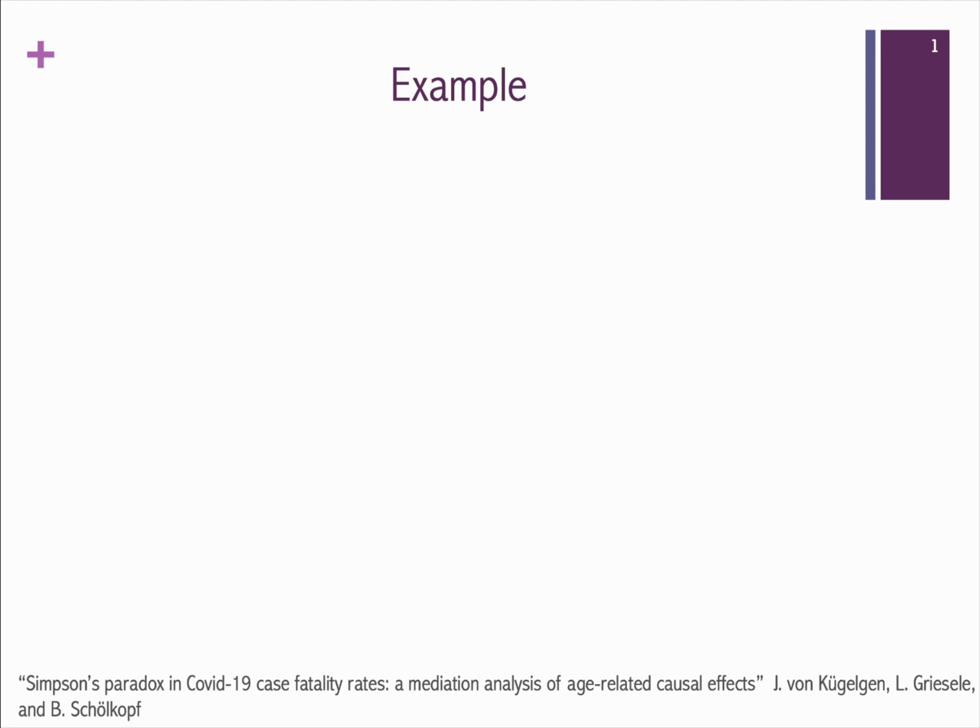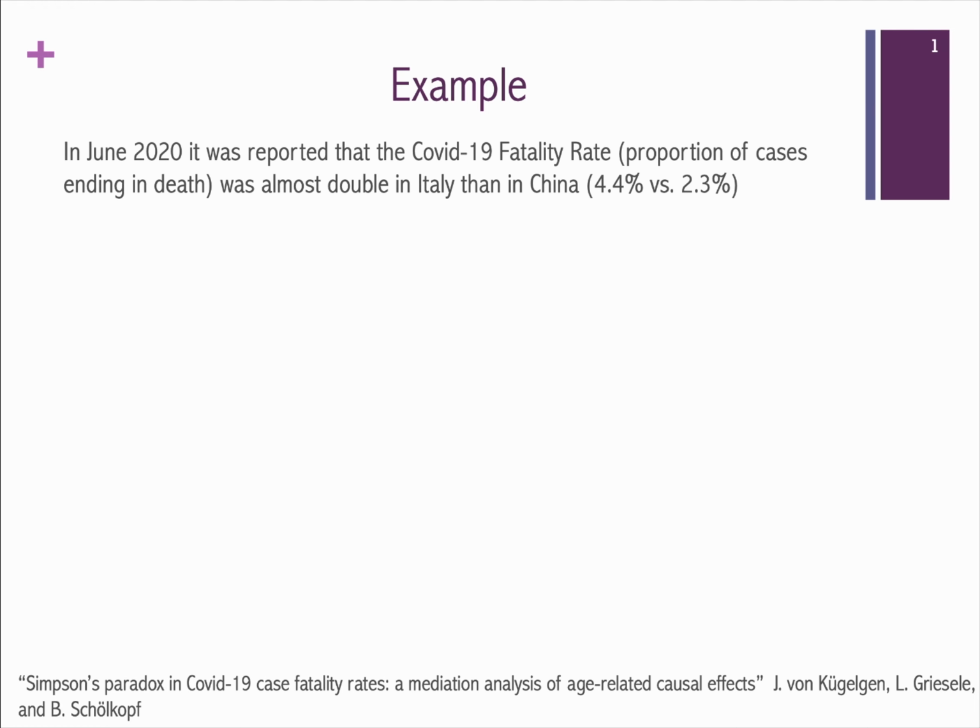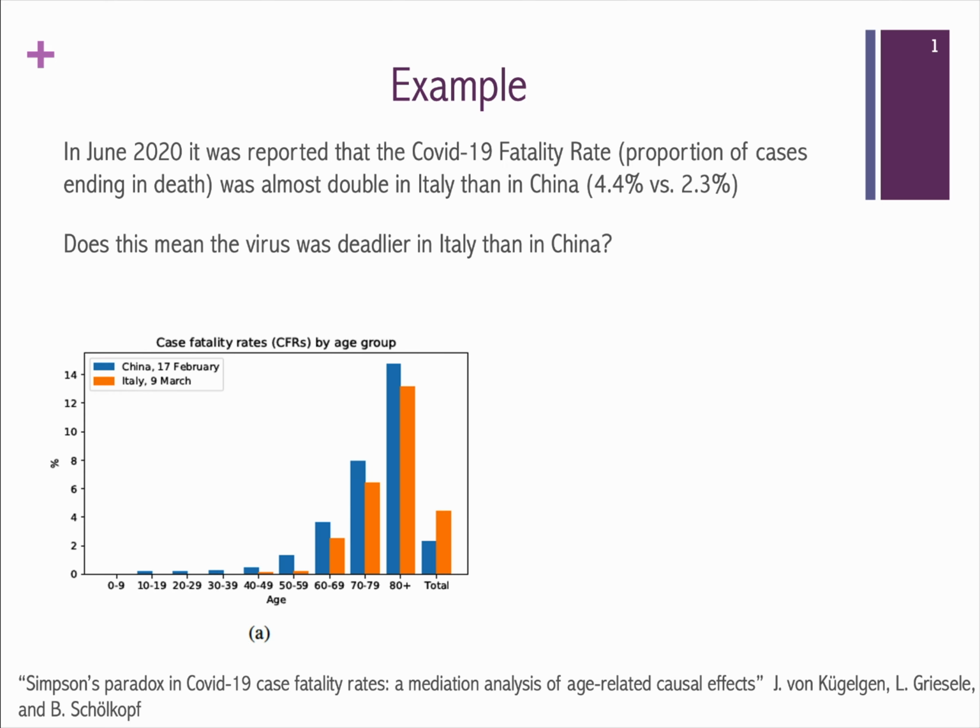Let me begin with an example. In June 2020, it was reported that the COVID-19 fatality rate was almost double in Italy than in China. Now you might look at this as providing evidence that the virus was deadlier in Italy than China. But now let me give you an additional piece of information. This chart shows that, within every single age group, the fatality rate was higher in China than in Italy.